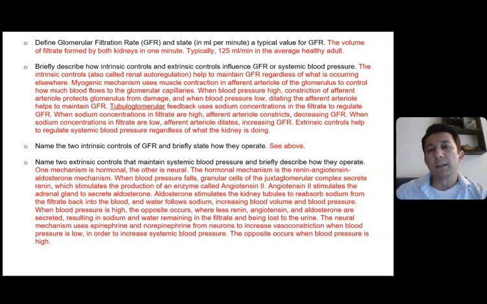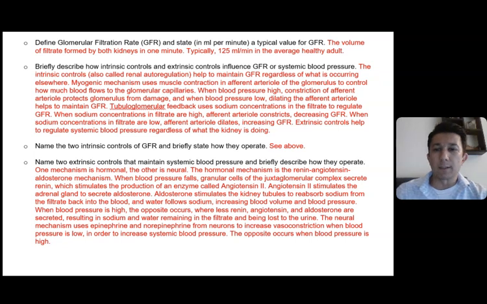One of the things that we tend to see is that water follows sodium by diffusion. So even though sodium is being actively transported back into the bloodstream, water is going to follow it by osmosis, which is a passive transport process. And when that water follows that sodium, that's going to help to increase both blood volume and blood pressure.